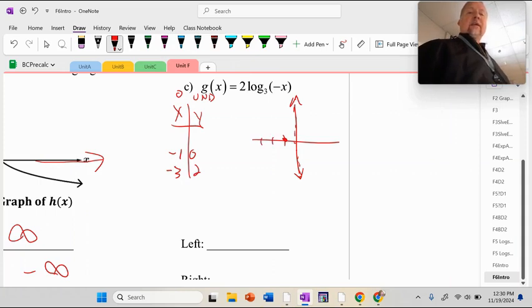Negative 3, comma 2, and then, got it. I know it's happening already. But what I want to do is negative 1/3 just to prove it. What's log base 3 of negative 1/3? Log base 3 of a third, which is negative 1, times 2. No one's answering questions anymore. They've checked out. Negative 1/3, comma negative 2. That's enough. I get it.